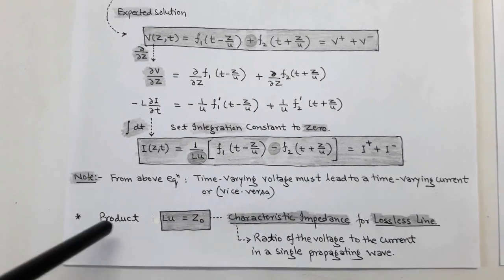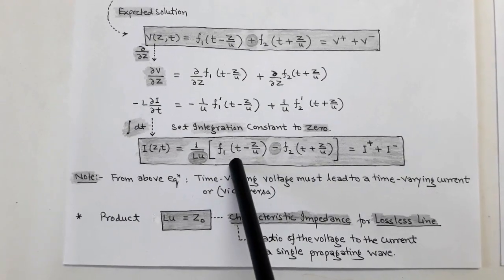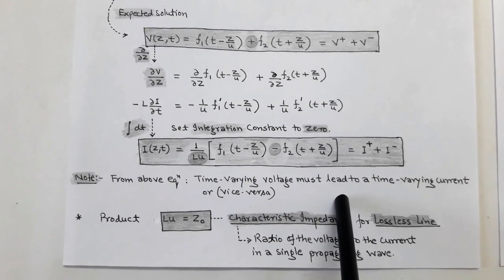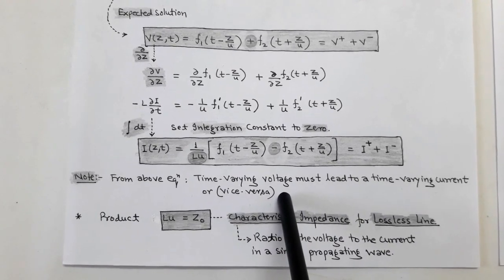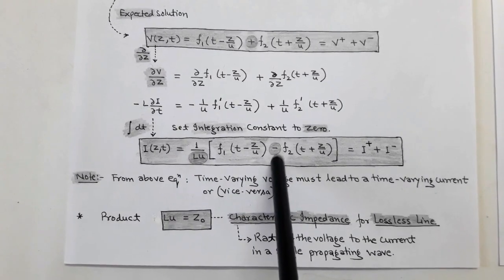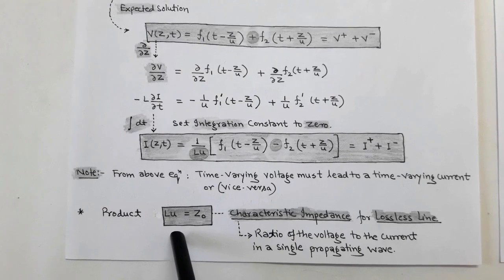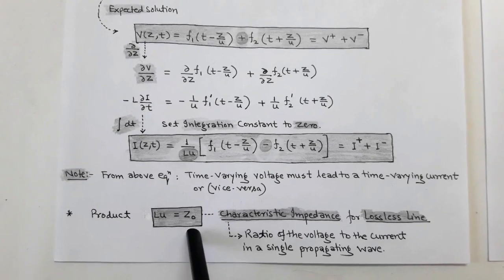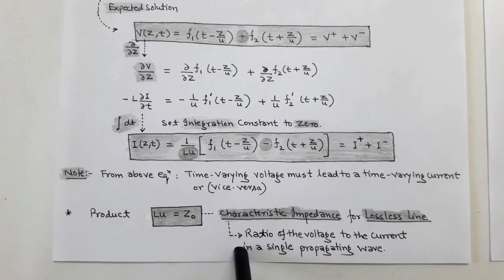This current equation is a combination of I plus and I minus, where I plus is called the forward current component and I minus is the backward current component. So from the expected solution, that is the voltage function, we get the current function. And the point is, in the current function, we have the backward function with a minus sign, and there is a term L into u, and this is called the characteristic impedance for a lossless line. The characteristic impedance for a lossless line is the ratio of voltage to current in a single propagating wave.